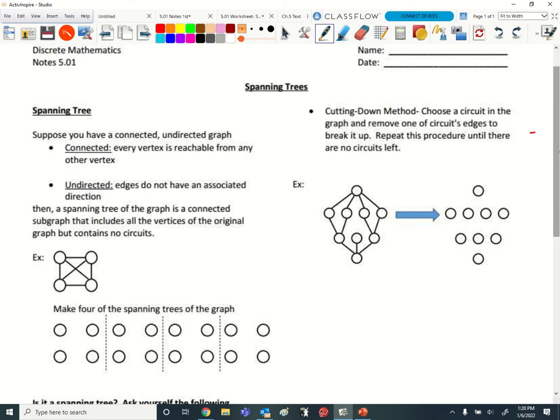And then a spanning tree of the graph is a connected subgraph that includes all the vertices, meaning all the dots are connected, of the original graph, but contains no circuits. Now, what is a circuit? What do you think a circuit is? Yeah, so it goes back around, right? So in this case, no circuits in the pathway. That means I have no loops at all. No loops in the pathway, okay?